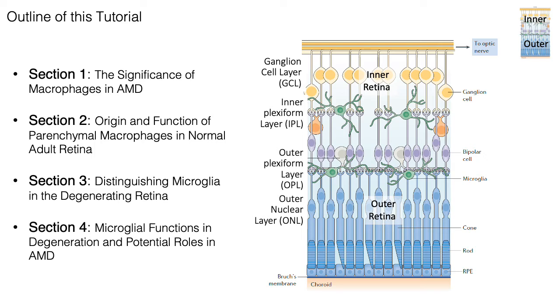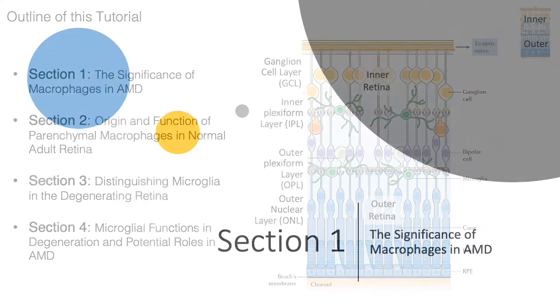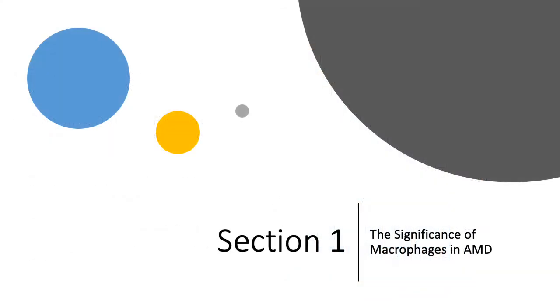Besides that, on the right, I have provided the anatomical layers of the retina, which you can refer to throughout the talk. And all the way in the corner, I've also provided a small icon of the retina, inner and outer, to show the particular orientation of the micrograph shown in subsequent slides. Some of the images will be in reverse orientation, so that will be indicated in the right corner. So let us proceed to section 1, the significance of macrophages in AMD.